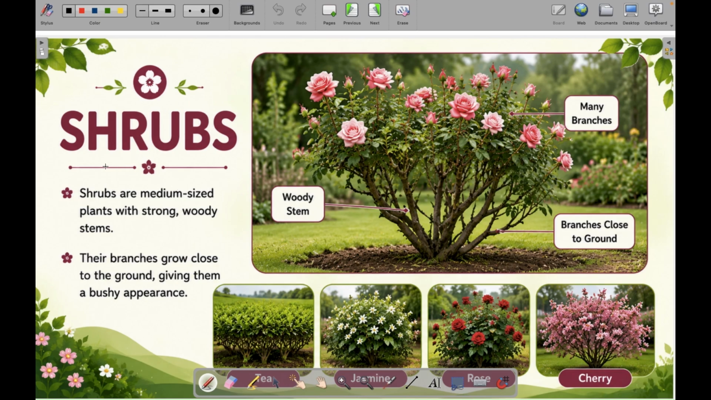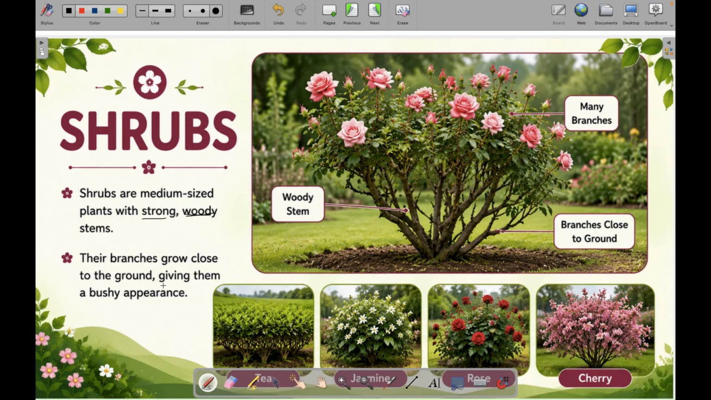Herbs were small plants. Shrubs are medium sized plants. For herbs, the stems were soft. Here the stems are strong, pretty strong and woody. Herbs were not woody, so they could bend easily. Here they cannot bend easily because they are woody. They are not flexible. So this is one characteristic: the plants are medium sized, not small, and their stems are strong and woody.